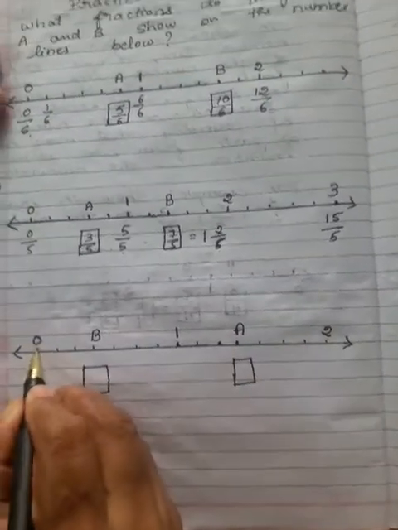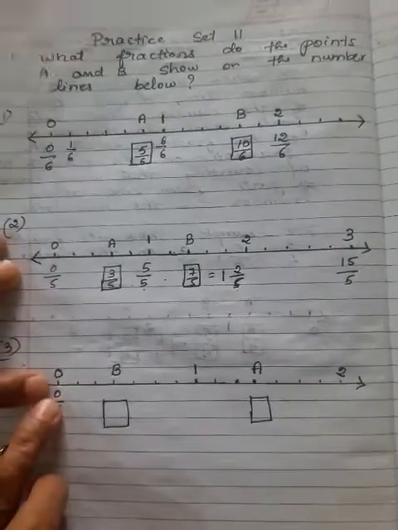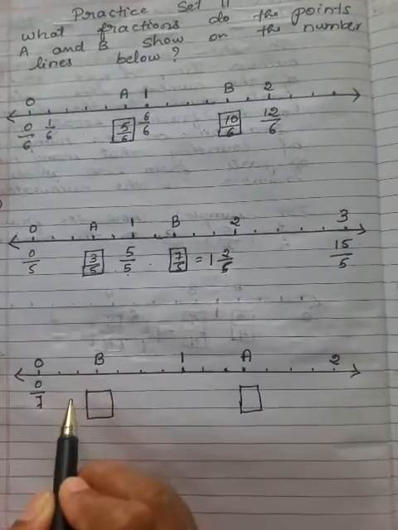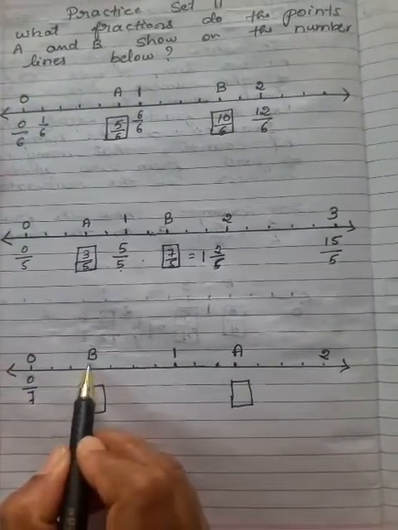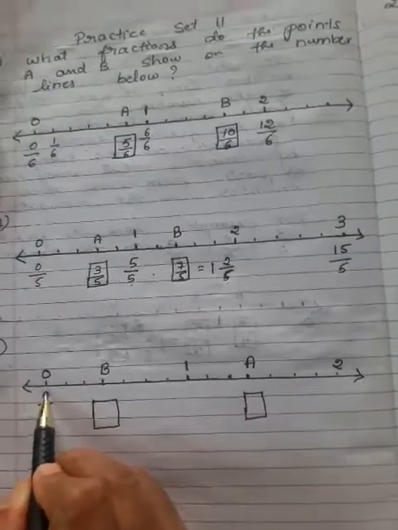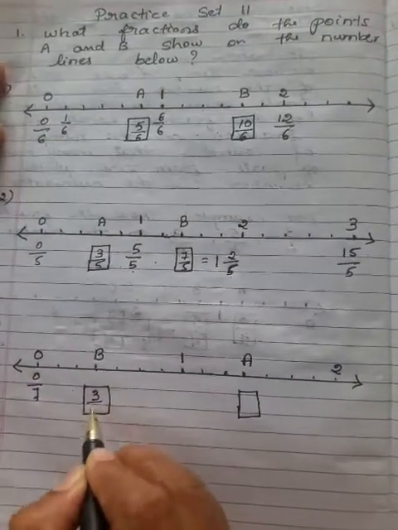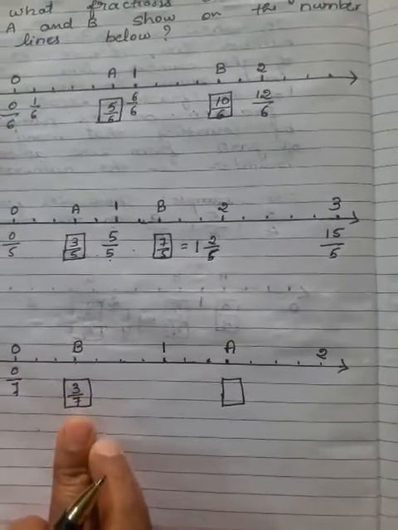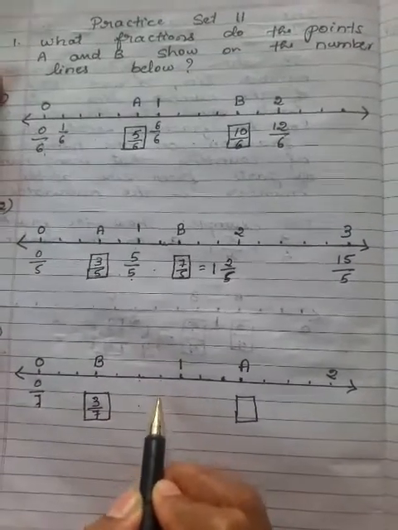The first mark shows the fraction 0 upon 7. Right? Then the first mark after 0 shows the fraction 1 upon 7. Then this is 2 upon 7. This is the third mark after 0. Correct? So this is the B point. It is the third mark after 0, so it shows the fraction with numerator 3 and denominator 7, 3 upon 7. So B denotes the fraction 3 upon 7. Then this is 4 upon 7. This is 5 upon 7. This is 6 upon 7.